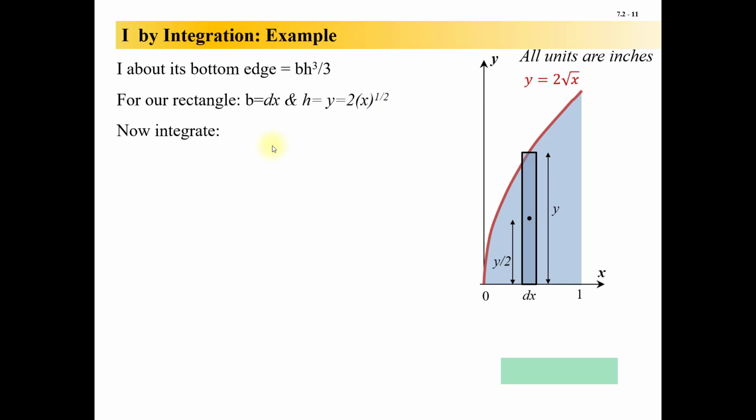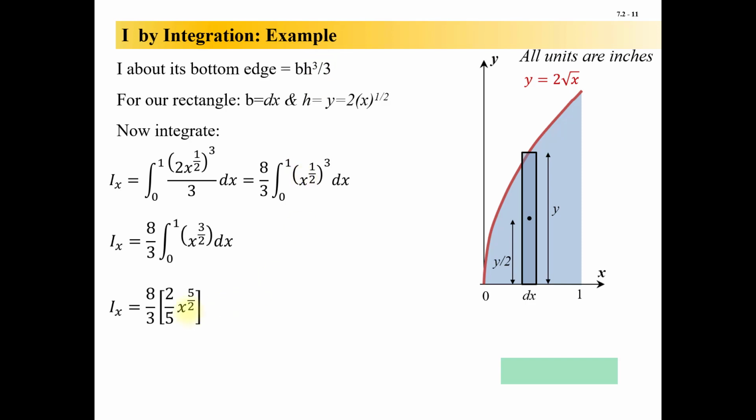So now I can integrate this. I have the moment of inertia is equal to b times h cubed over 3, and it's a definite integral going from 0 to 1. I will cube my 2 and get 8, and I'll factor out the 8 and the 3. So I'll pull them out of the integral, and now I'm just integrating x to the 1/2 power cubed times dx. So this is really still just that h cubed, and that's the b from this formula right here.